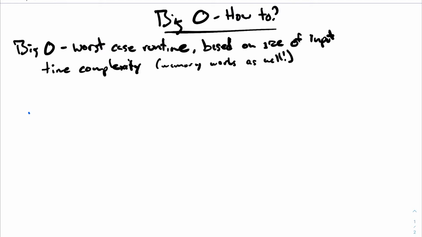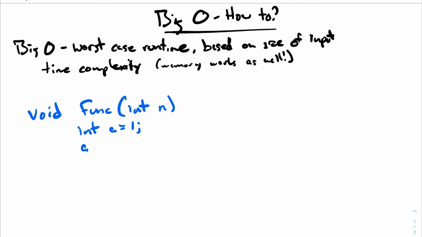First, let's look at some function that looks like this, where I have int a, and actually, let's make this a little bit more clear. Let's call it int n, to make it a little more clear. So n is sort of like the size of our data. Let's start with something really simple. Int a is equal to 1, a equals a plus 2, and then return a. That's it. That's our entire function.